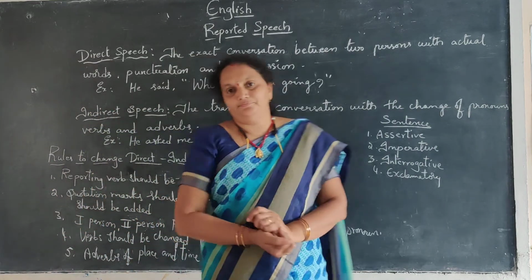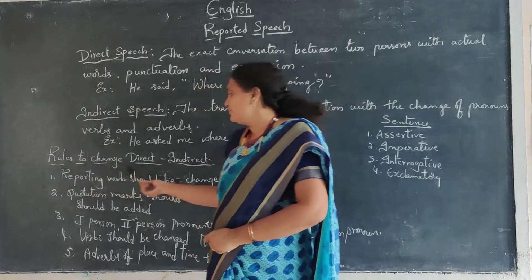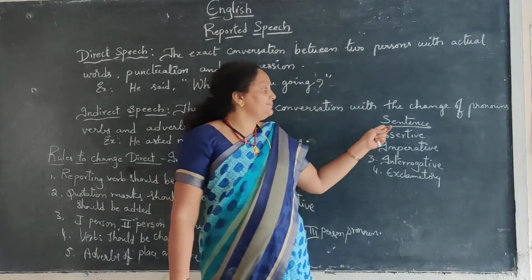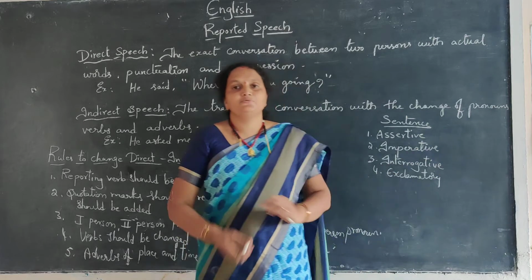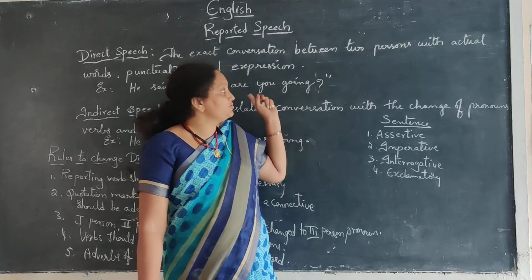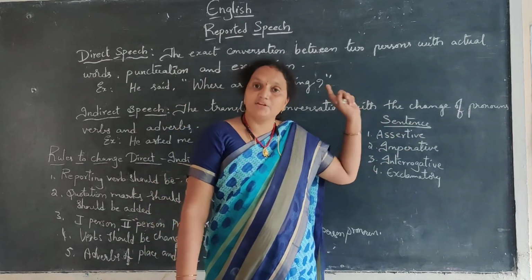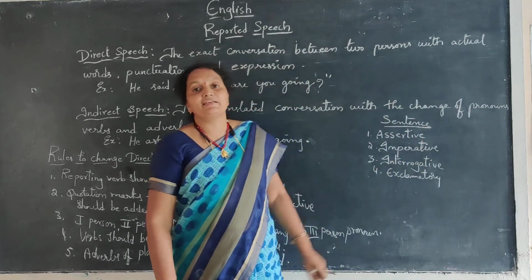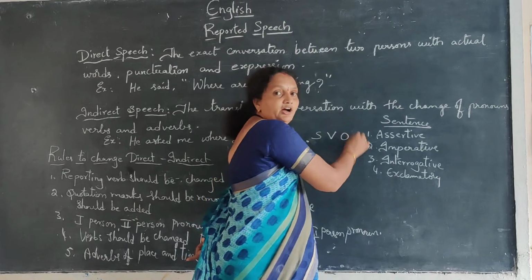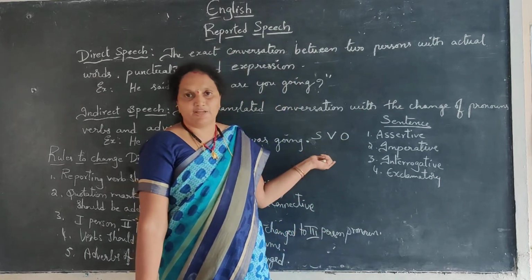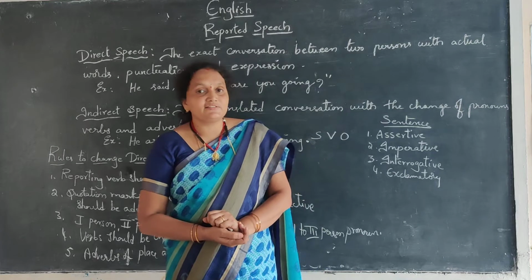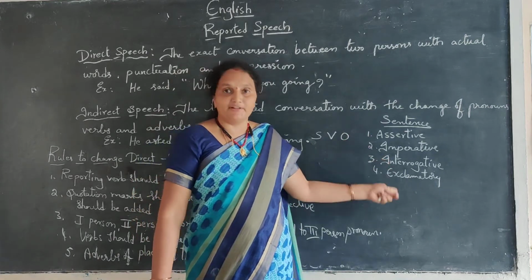Before going to the rules, the first rule is that the reporting verb should be changed. Before that, I want to tell you one thing, that is the sentence. Whatever we write, we make a sentence in English. To change it into direct speech, or to change its voice, or whatever we do, we make a sentence. A sentence has subject, verb, object. You know that very well. How many types of sentences are there? There are 4 types of sentences.